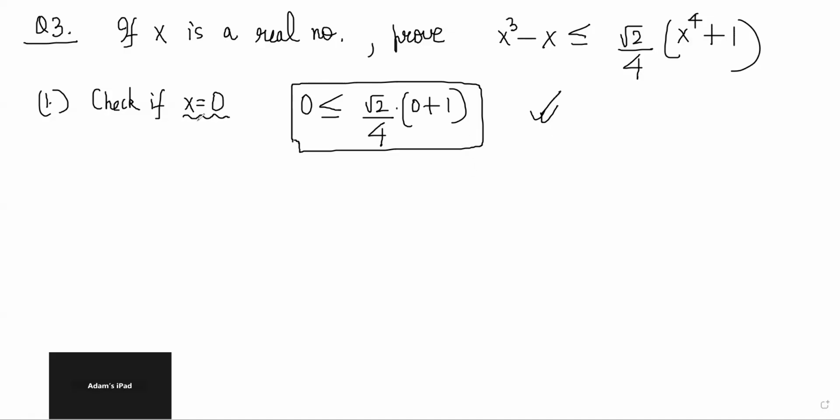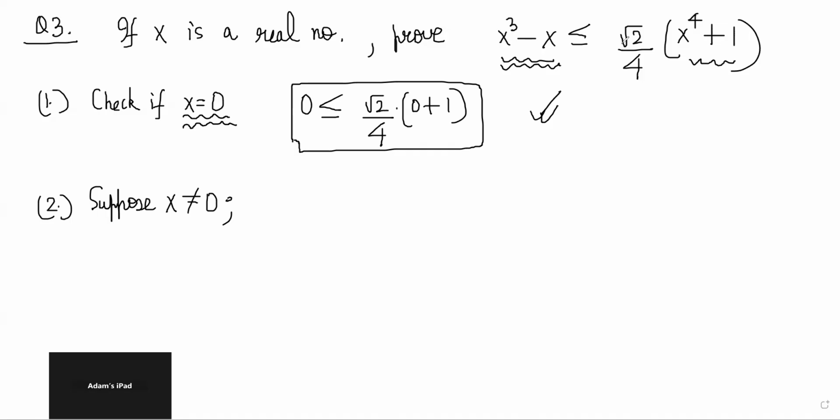Now, why did we check x equal to 0? Because in the next step, I want to divide by x. I cannot divide by x if x could have been 0. So now I will say, suppose x is not 0. If x is not 0, I want to divide by x because this form is weird. I don't want to deal with fourth degree, third degree terms.